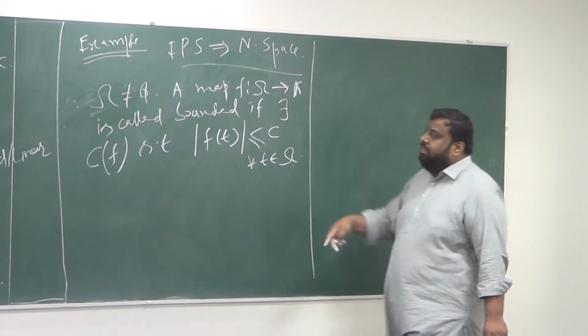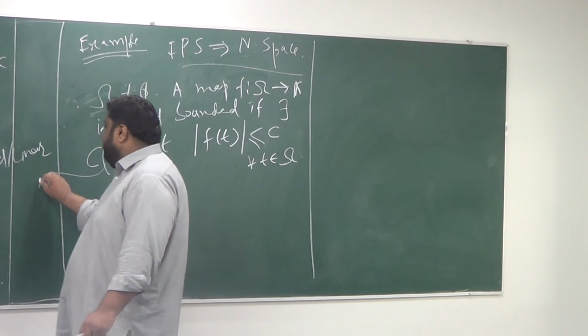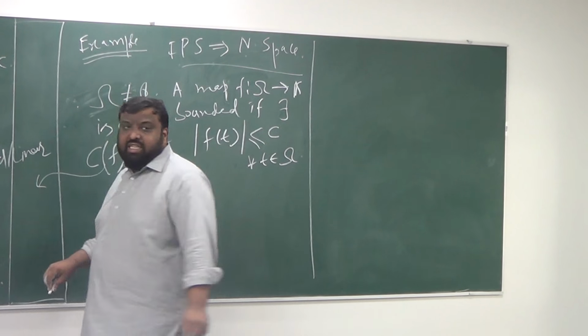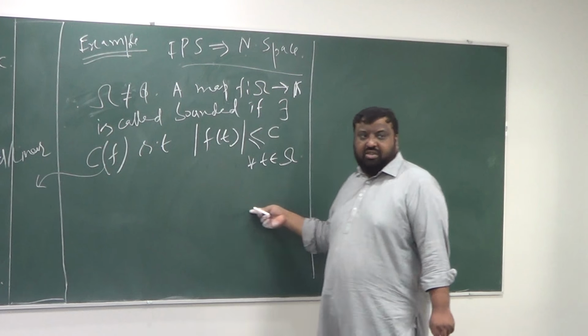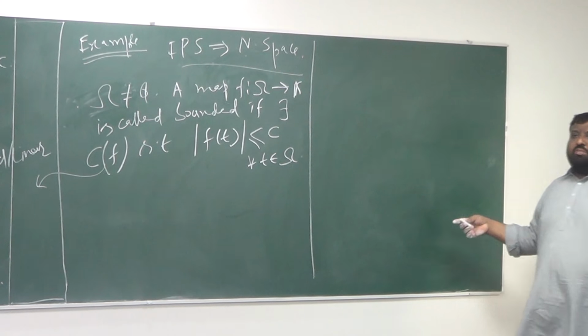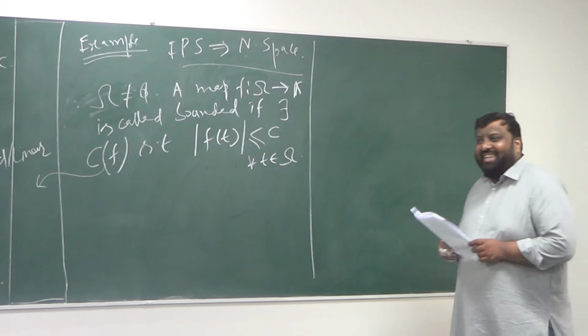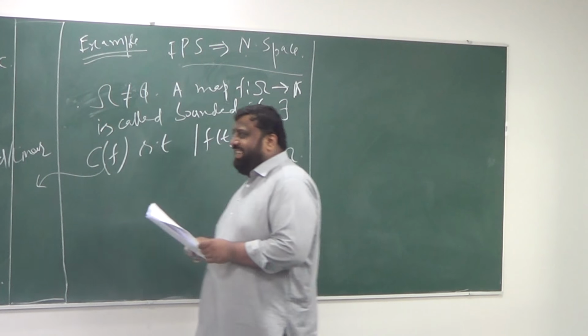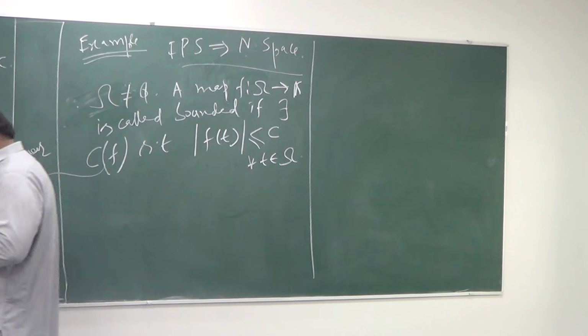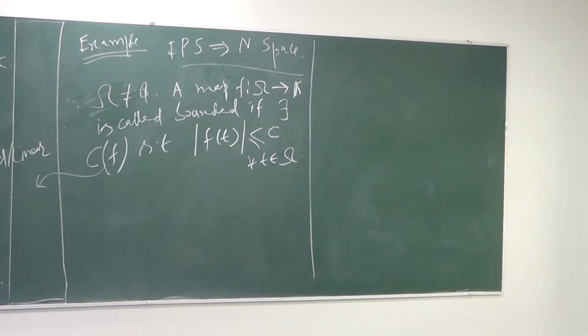Sir, what is this notation? C of f. C of f is C depending on f. So it's a lazy way to say that C is a constant that depends on f. So for every function, if it is bounded, you should have a different constant. Sir, we are saying that C is real or complex. No sir, there is another field where we can define it. Okay, nice. Yeah, lazy thing to do. But we don't do it in analysis at the moment.